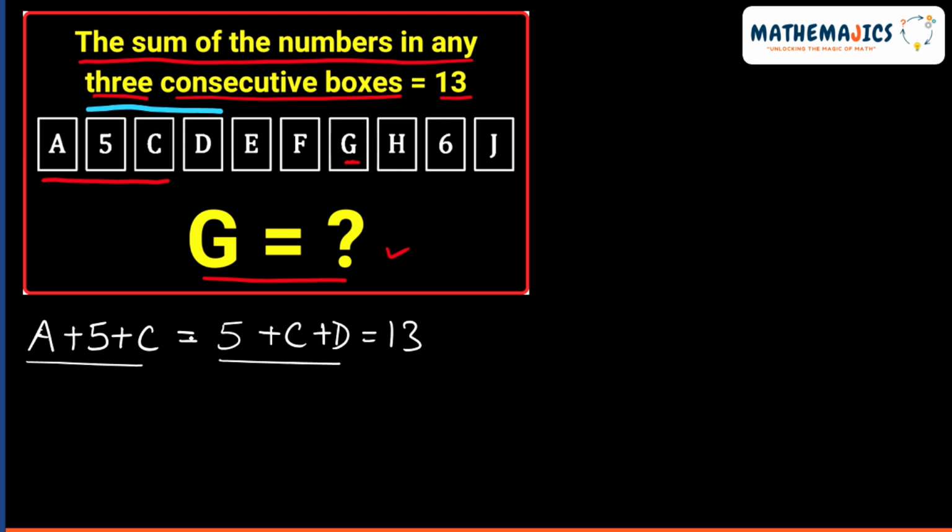If you look at this equation, I can cancel out 5 and I can cancel out c. So from this, I will get a is equal to d. What I got, a is equal to d.